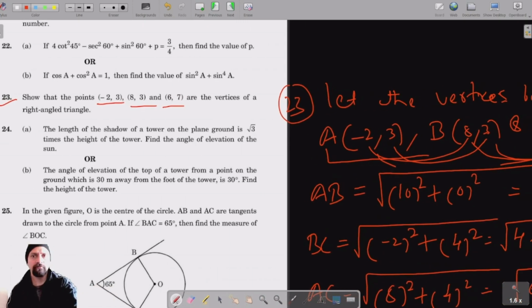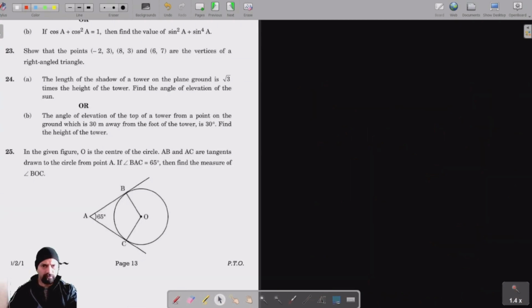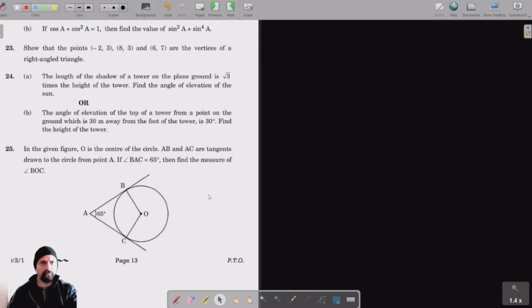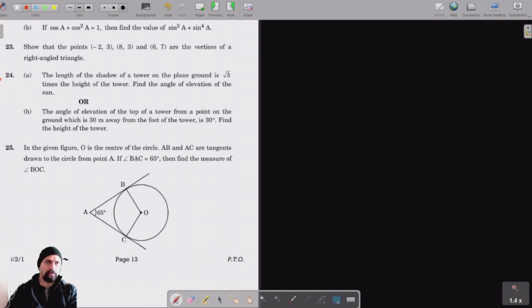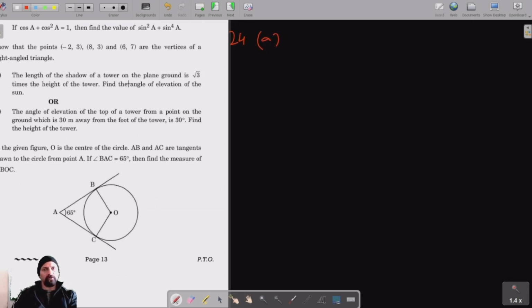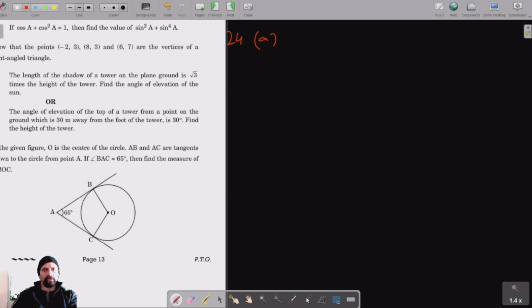Let's move on to question number 24. This is question number 24, and we are doing the first part. It's given that the length of the shadow of a tower on the plain ground is 3 times the height of the tower. So let's say this is the height of the tower and this is the length of the shadow of the tower. So AB is the height of the tower, BC is the length, and let's join this to the line of the side. We have to find the angle of elevation of the sun, so we have to find angle C.